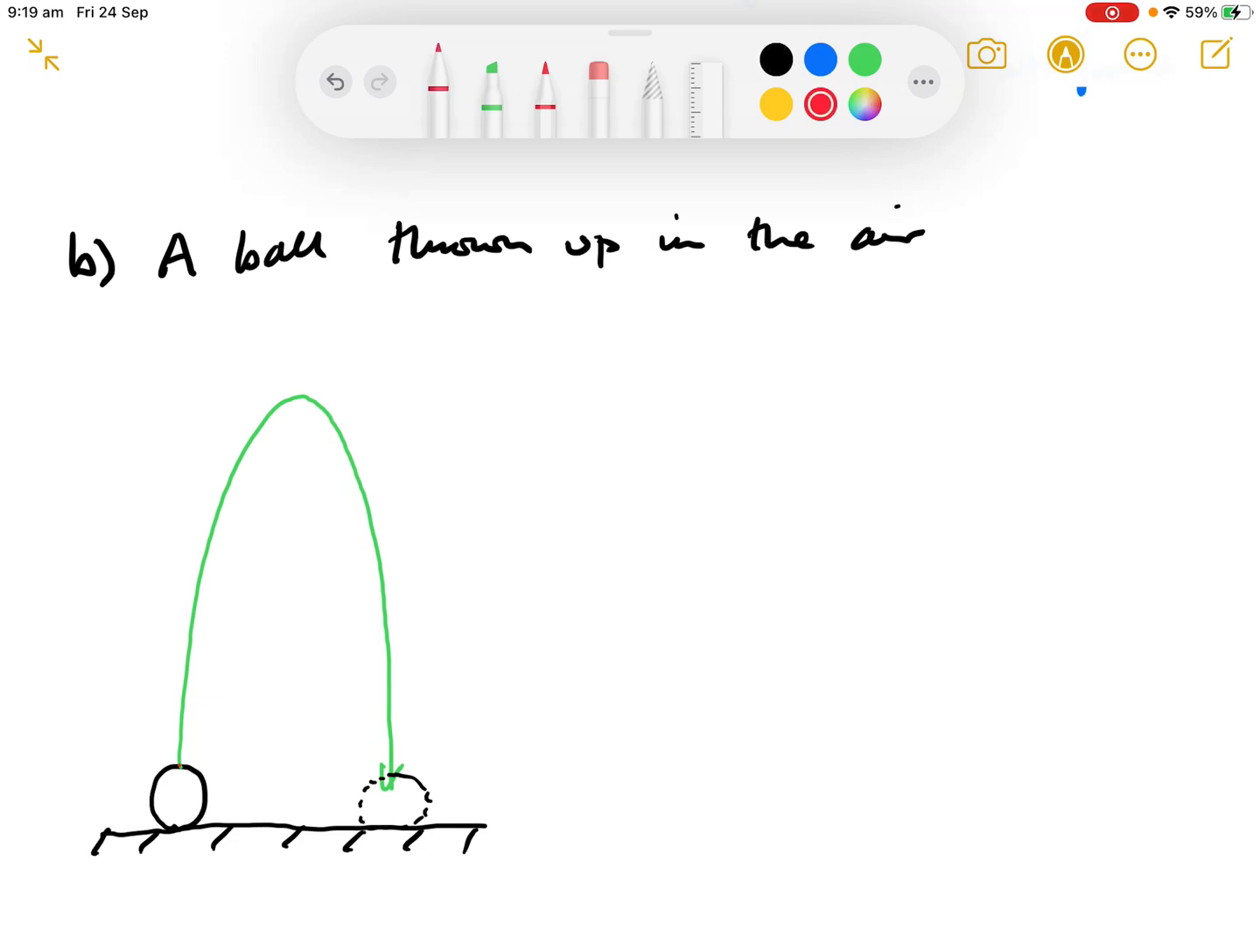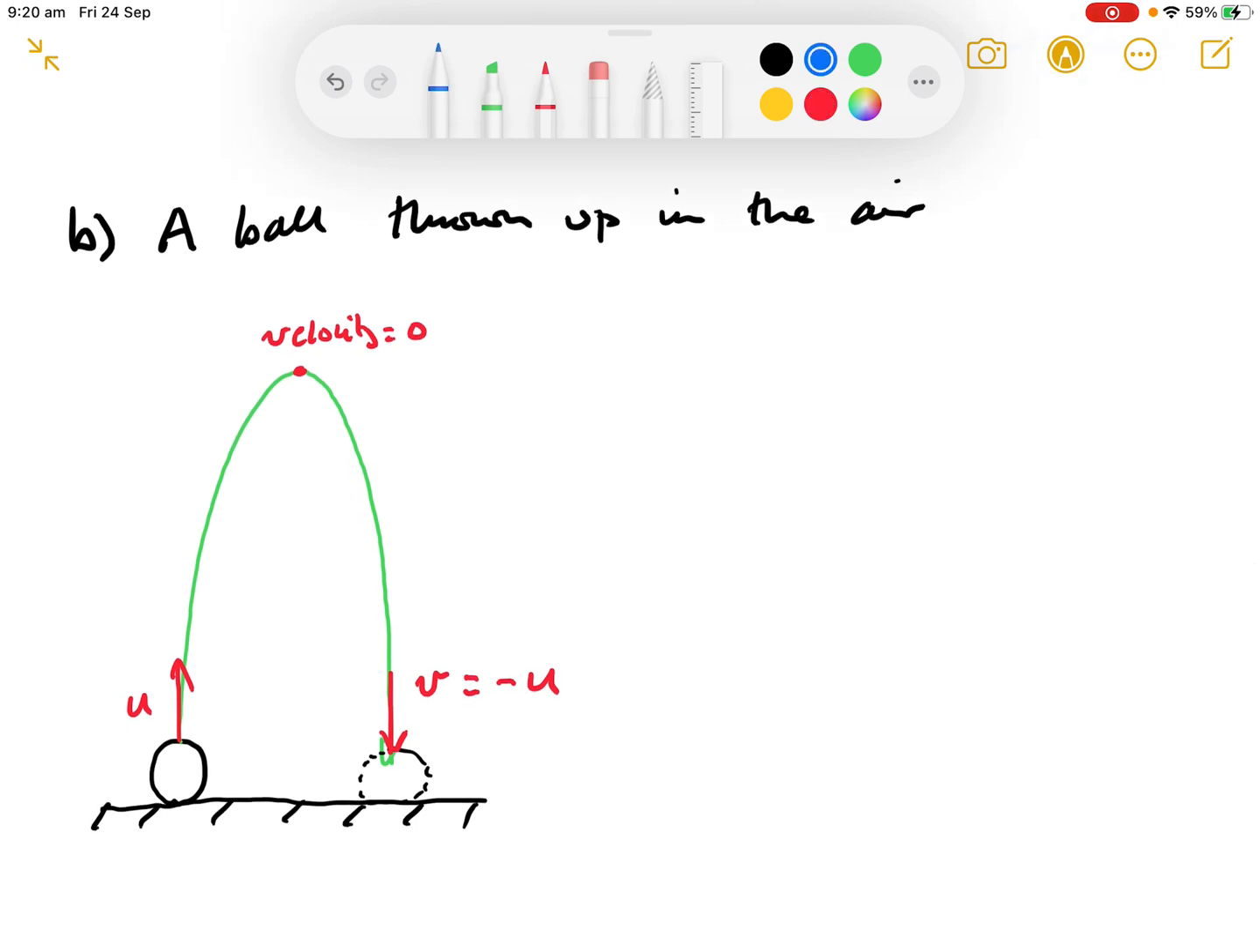So clearly it is launched at a particular velocity u. It comes back down at a particular final velocity v, and if we neglect air resistance, then by symmetry that will be the negative of what u was. Same value, just opposite sign. At this point, of course, velocity is 0. Obviously this is the up section and this is the down section.